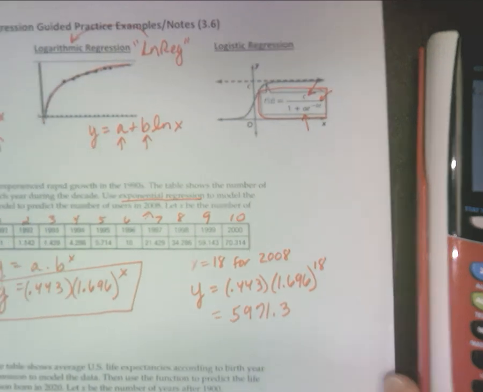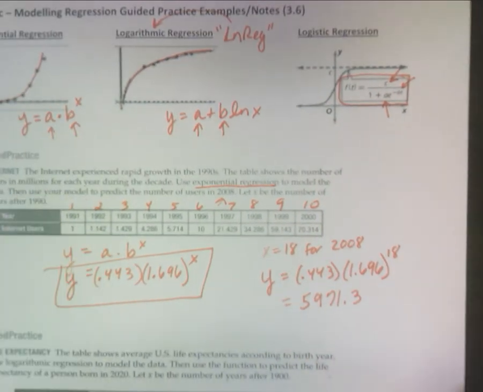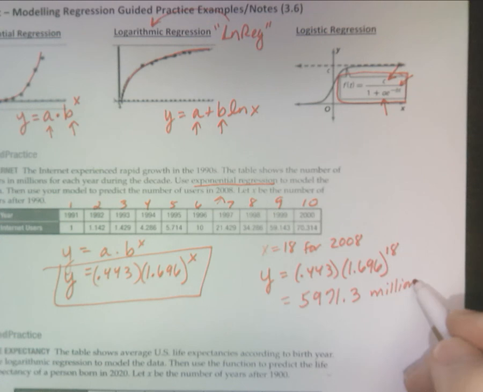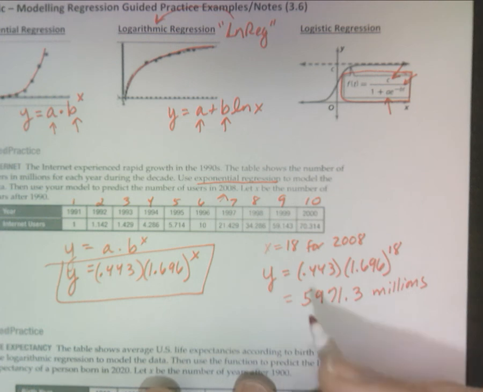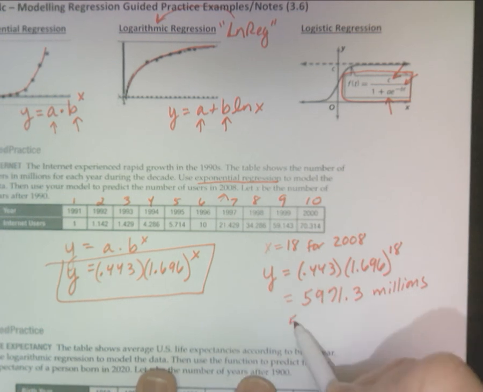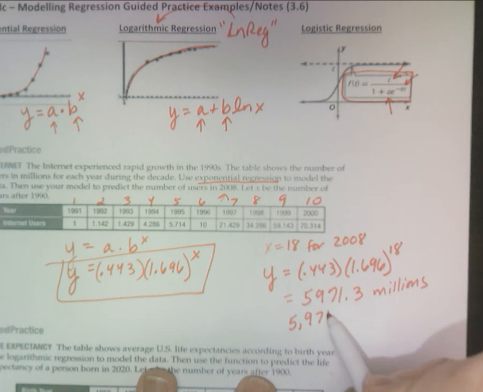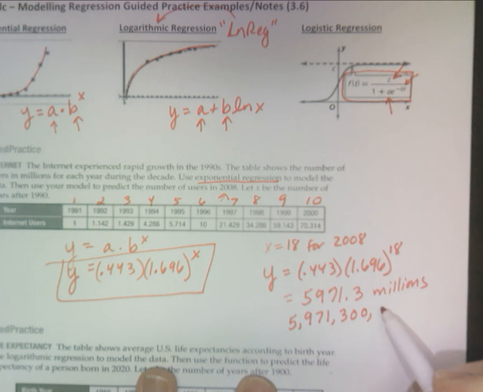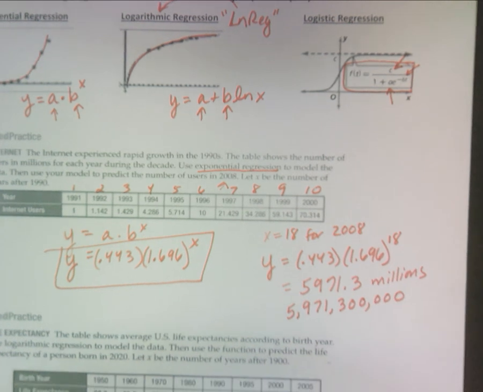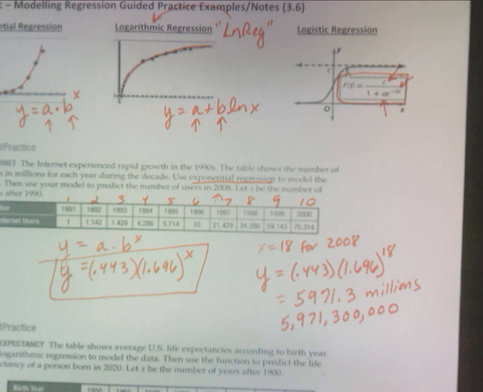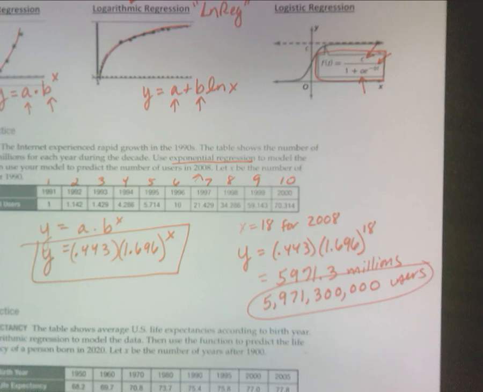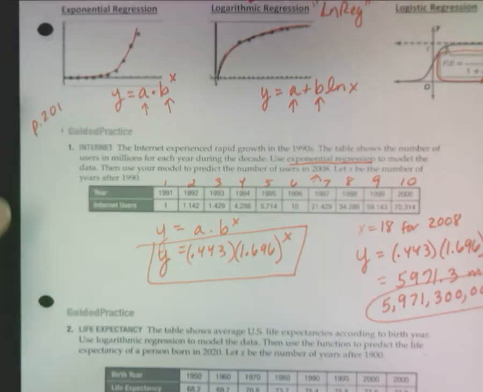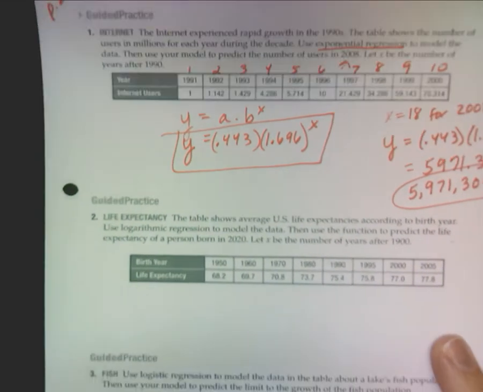No. Remember back up here, it says users in millions. 5,000 million is actually 5,971.3. It's actually 5 billion. That's what that is, users. And that's how you do it. Pretty easy. All right, let's try number 2.